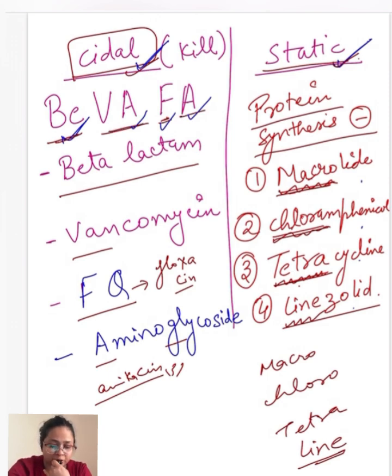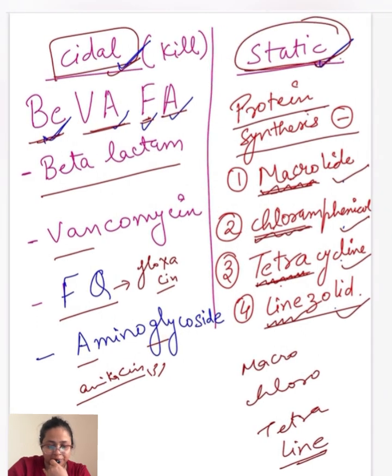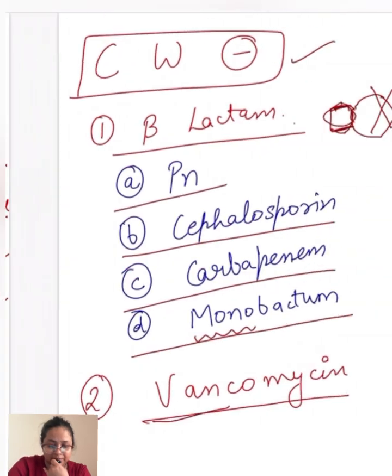Vancomycin, fluoroquinolones, and aminoglycosides are also cidal. Protein synthesis inhibitors are macrolides, chloramphenicol, tetracycline, and linezolid. These are static. They decrease the growth of bacteria so that the body can kill them in the meantime.